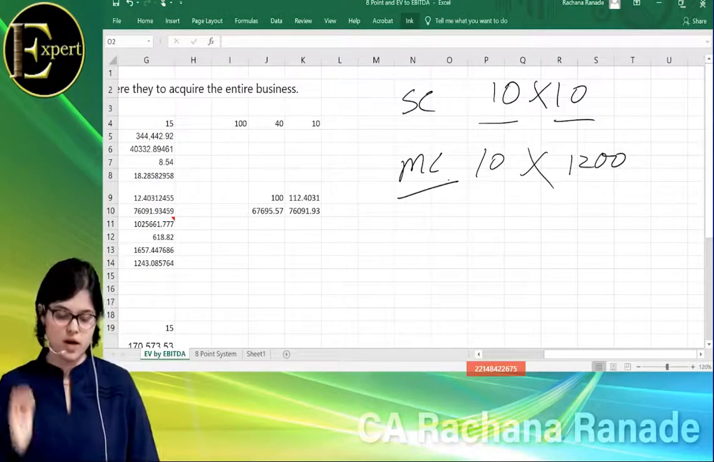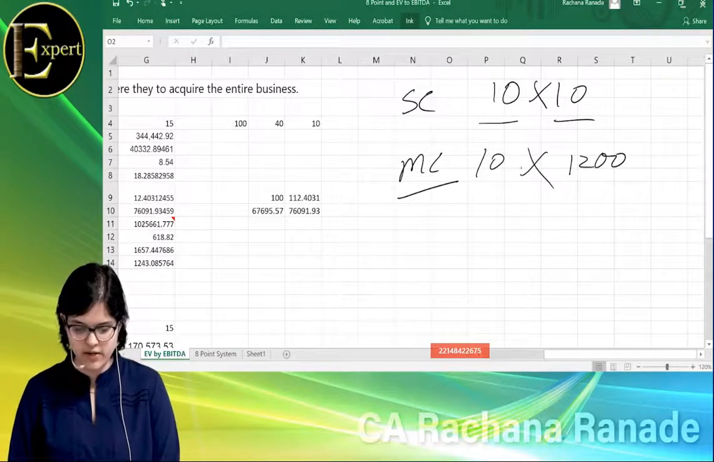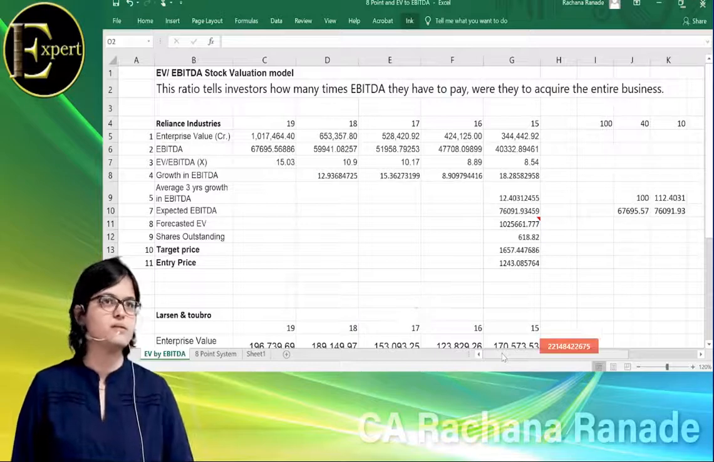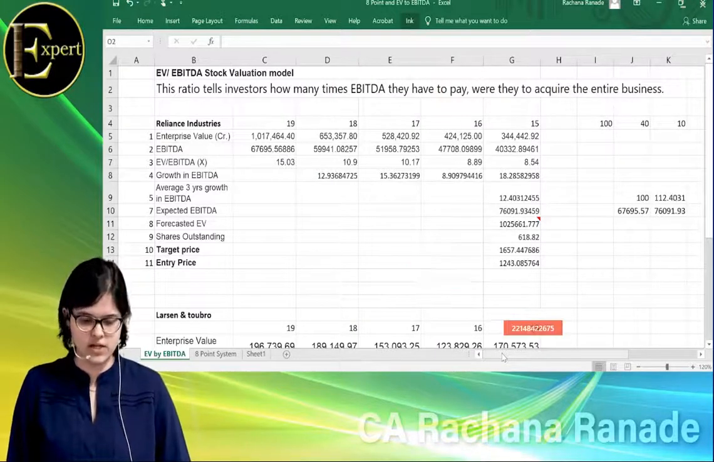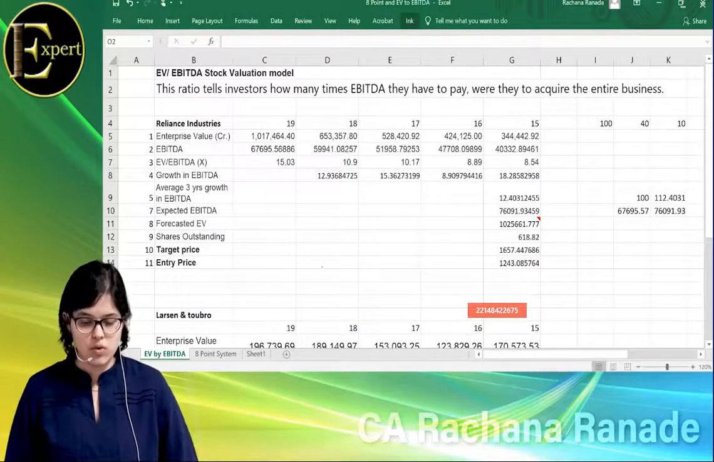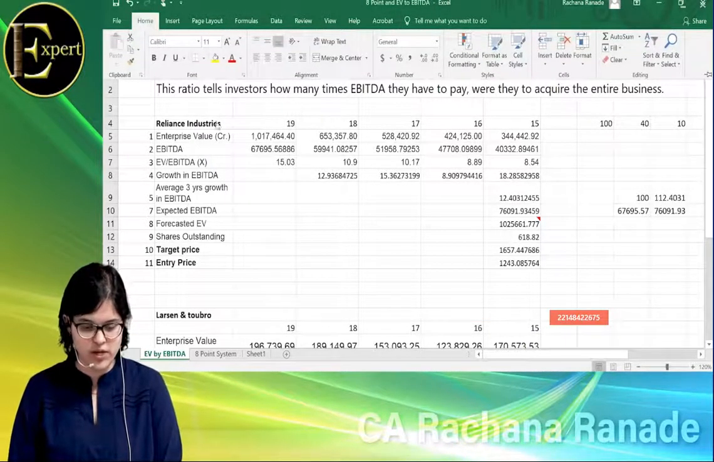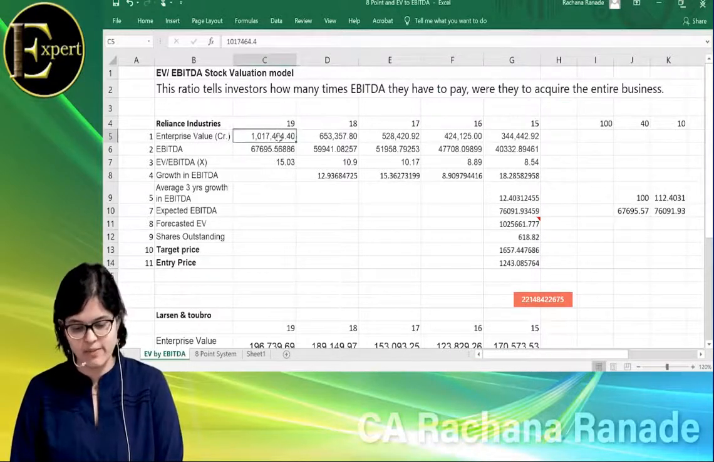Now what did we say yesterday? How did we calculate enterprise value? Enterprise value was calculated by market capitalization plus debt minus cash, cash and cash equivalent. Now, the big point is, for every single company, do you think I'm going to actually calculate this? How much is enterprise value?